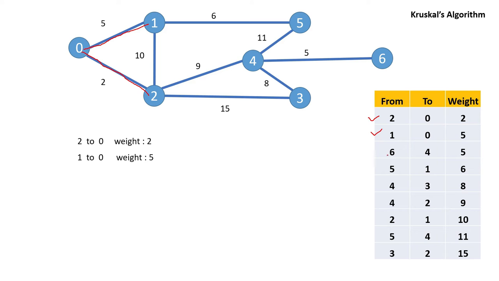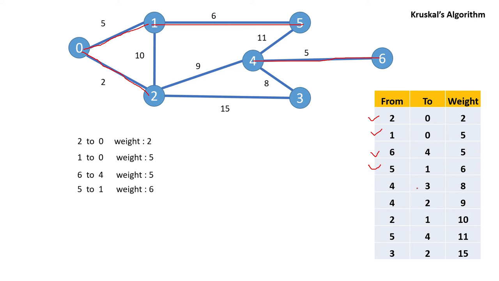Next what I will take? 6 to 4. The weight is 5. Where is 6 to 4? Yeah, 6 to 4 is here, and as it is not forming any loop, I can take it and mark it here also and print. Then 5 to 1. If I take this one, it is also not forming any loop. So I will mark it here and print it.